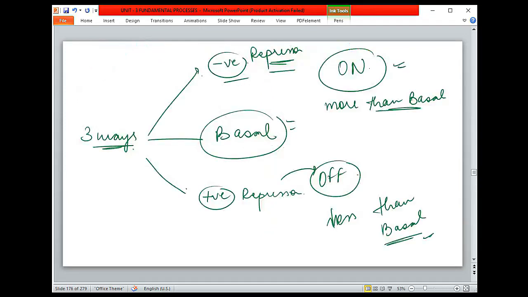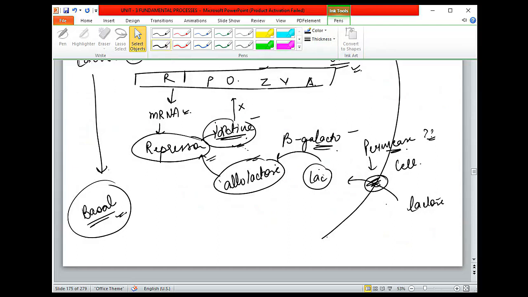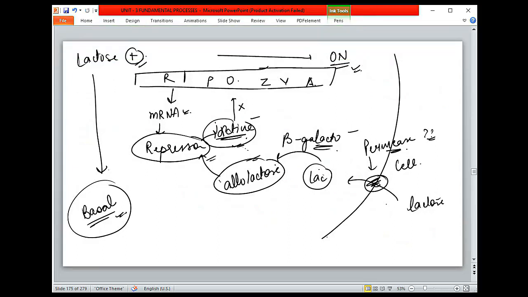There needs to be some concentration of lactose, so that we have some concentration of beta galactosidase, permease, and all the other things, so that this lactose can enter. Now just imagine this scenario itself. When the lactose is present, this needs to be turned on. To get it turned on, we need to have allolactose.